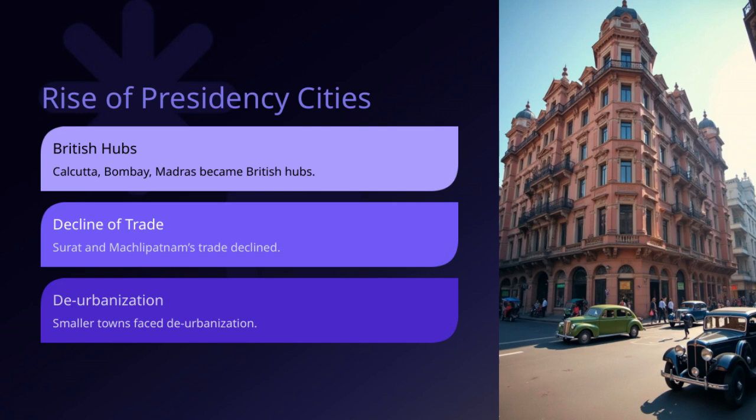Meanwhile, some cities gained prominence as trade and administrative hubs under British rule. Cities like Calcutta, Bombay, and Madras became key British hubs. These cities grew rapidly and played crucial roles in the administration and economy of British India. This shift marked the rise of what we often call the presidency cities. They became the new centers of power, trade, and governance. Overall, this transition from smaller towns to major cities highlights the changing urban landscape and economic priorities during this period, which ties into our overall theme of how colonization reshaped urban development in India.